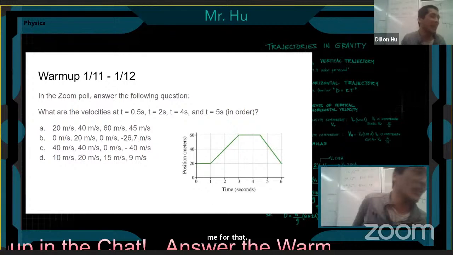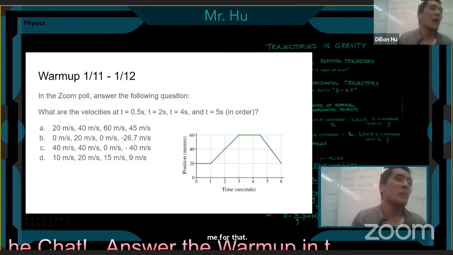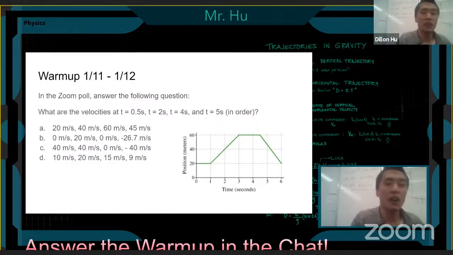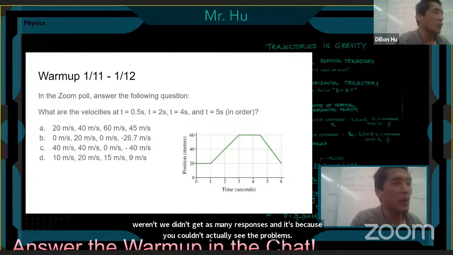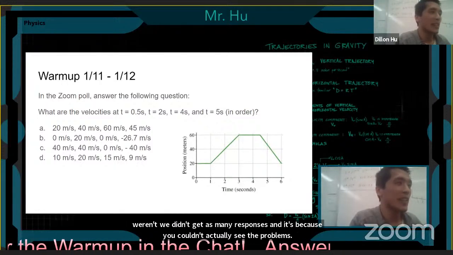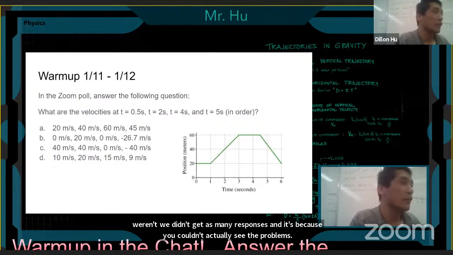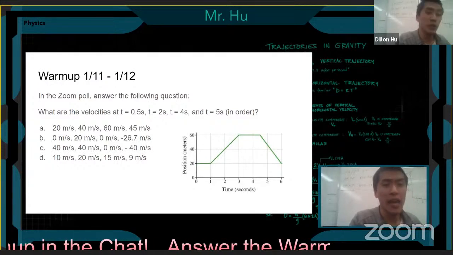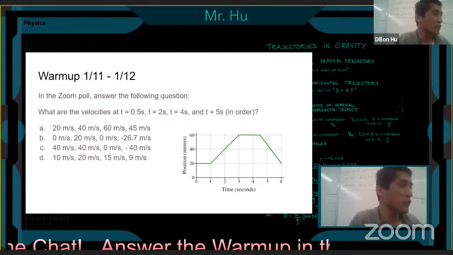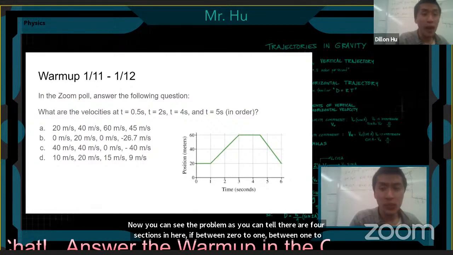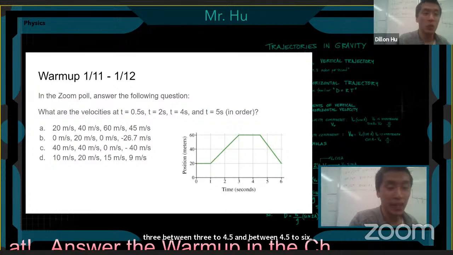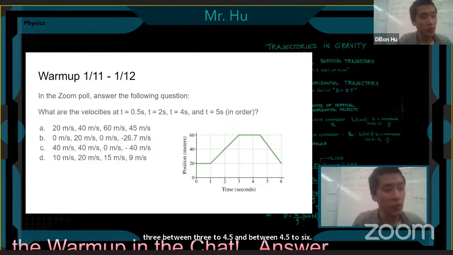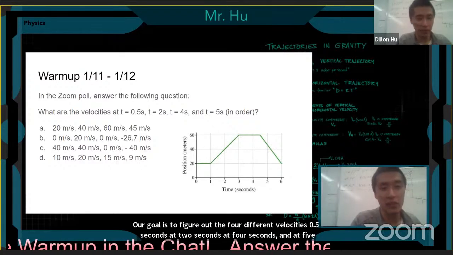As you can tell, there are 4 sections in here: between 0 to 1, between 1 to 3, between 3 to 4.5, and between 4.5 to 6. Our goal is to figure out the 4 different velocities at 0.5 seconds, at 2 seconds, at 4 seconds, and at 5 seconds. In order, I have 4 different answer choices for you to pick. One hint I will give you is that this is a position versus time graph, not a velocity versus time graph.